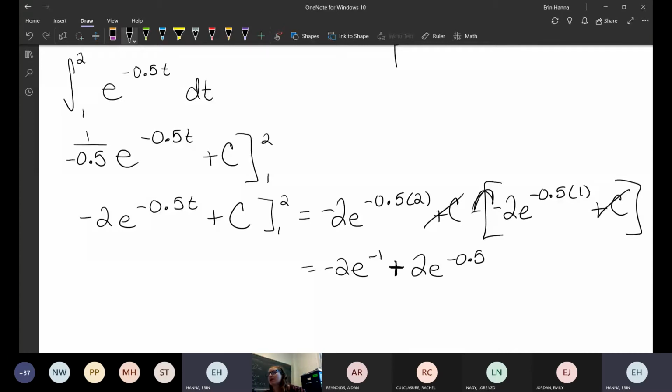Now, in terms of Wiley and exact answers and all that jazz, you can totally leave it here. Just because it turned out to be a negative exponent, you don't need to bring it into denominators or anything like that. You can just leave it as a negative power. That's perfectly fine. So this would be an acceptable answer for this question.